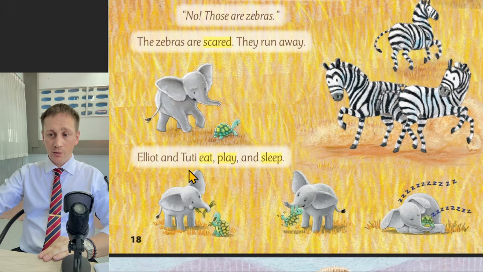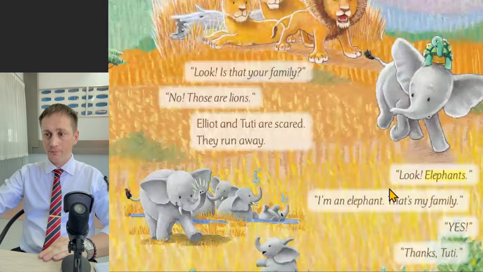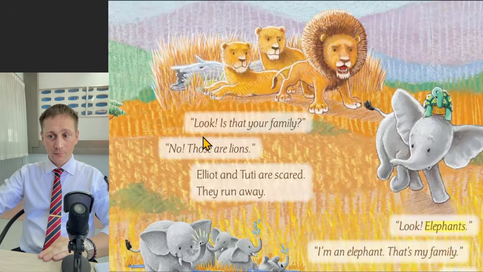Elliot and Tutti eat, play, and sleep. Look, is that your family? No, those are lions. Elliot and Tutti are scared. They run away.